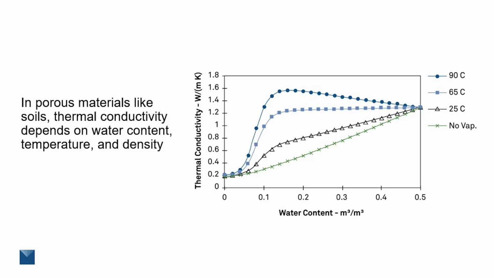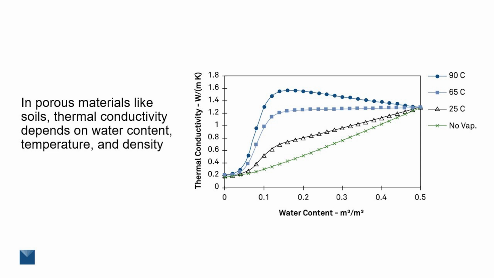Now, in pure materials like aluminum or glass, the thermal properties are fixed or change very little except maybe with temperature. A lot of our discussion today, though, will be about porous materials like soil that have thermal properties that might change an order of magnitude or more, depending on the water content, the bulk density, and the temperature.